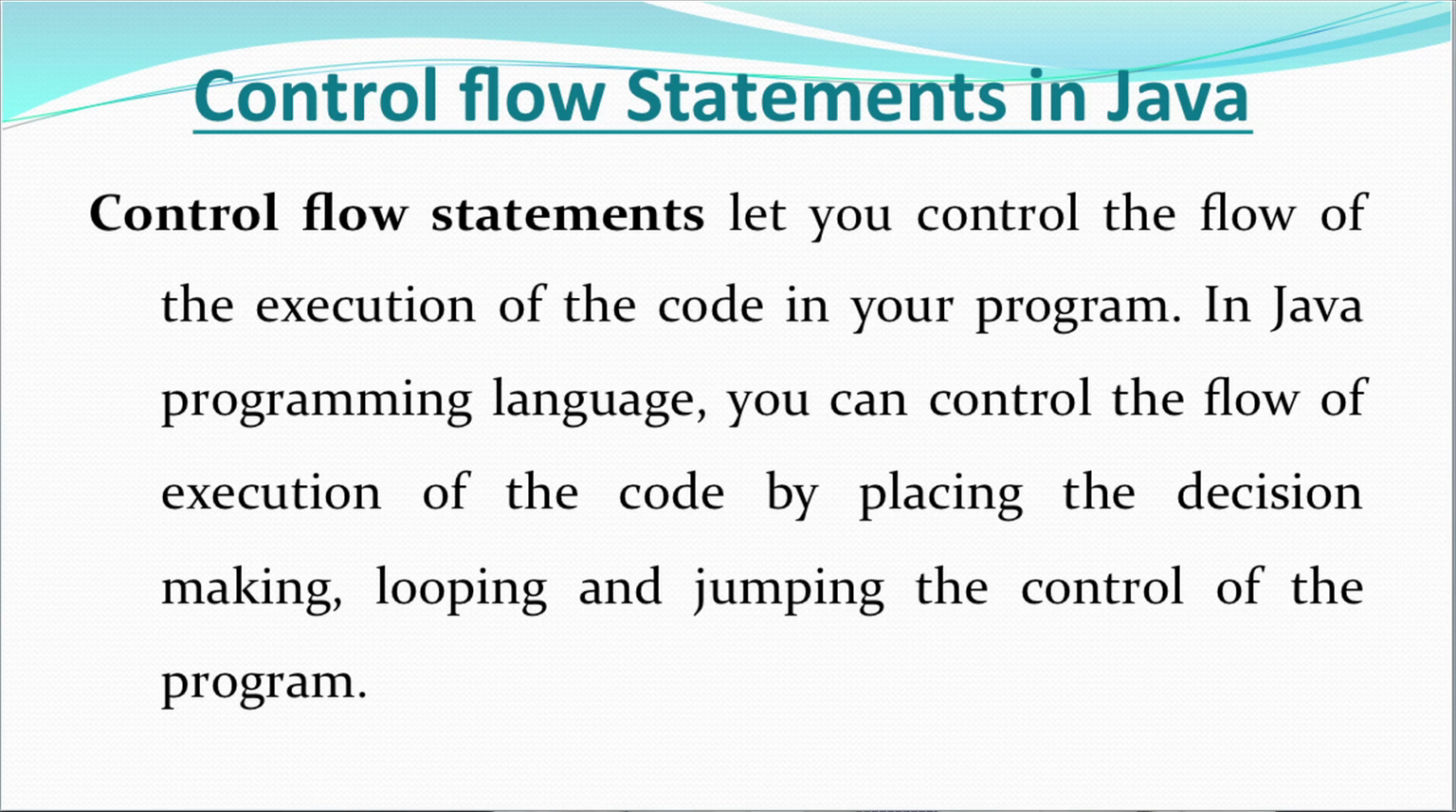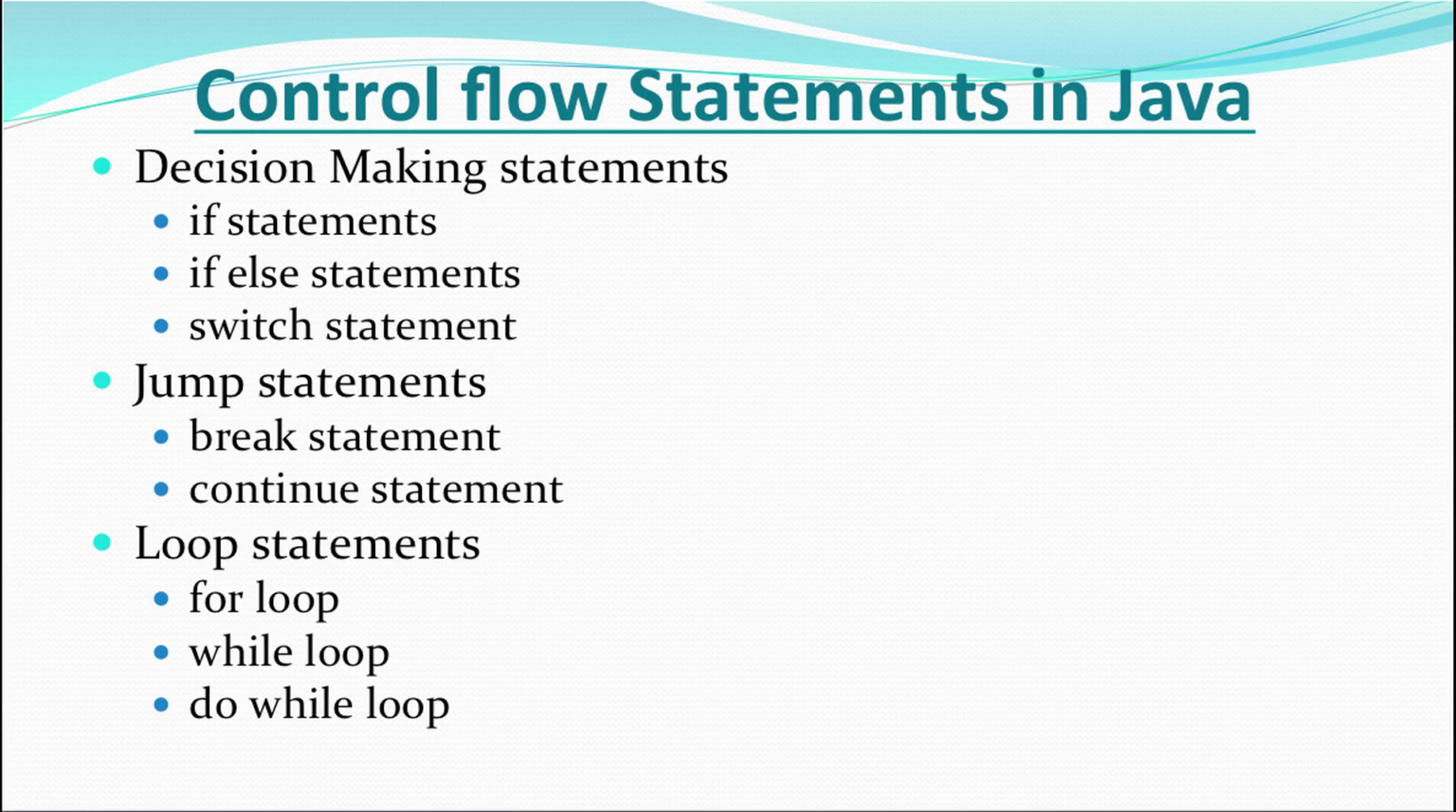This means that in any programming language like Java, the control of the execution of the program begins at a particular place. After that, the control passes to the next statements. But using these control flow statements in Java, you can change the direction of the flow of statements to a particular block of the program. This can be done using the following control flow statements in Java. These are of three types.